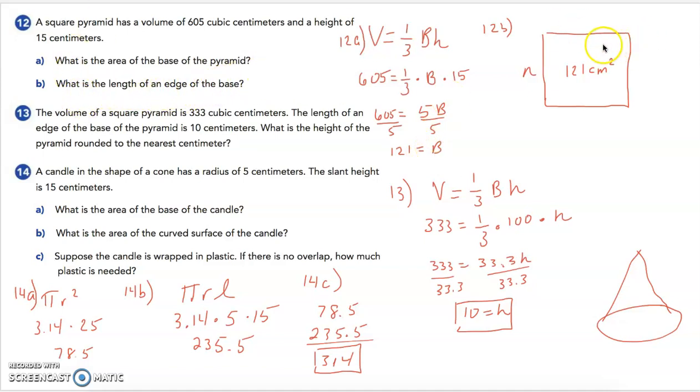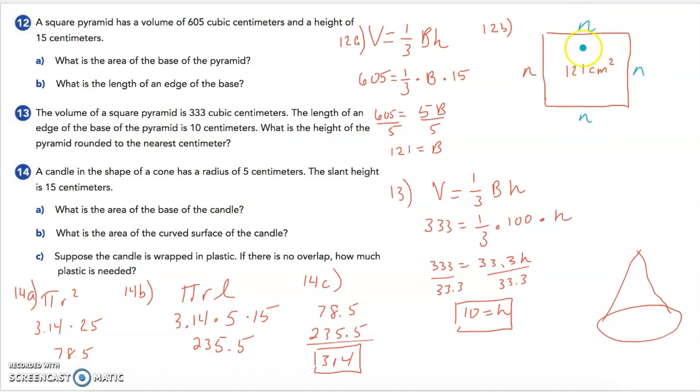So if you think about it, guys, it's a square pyramid. So if I look at it from the top, this is what the base looks like. All right. Now, the area of this square is 121. Now, keep in mind, a square has all the sides the same. So if this is n, then that means this is also n, and this is n, and this is n.